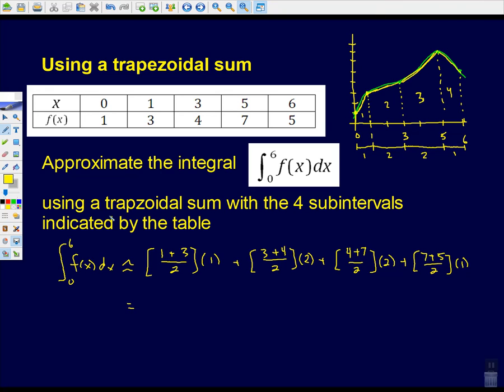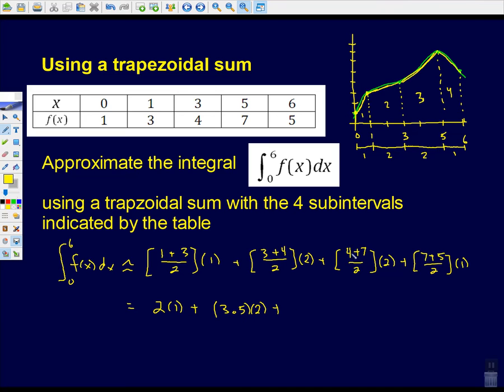I'll do one last little bit of simplifying, then I'm going to leave the final calculation for you to work out. The average height here is 1 plus 3, which is 4. 4 divided by 2 is 2, so this is going to be 2 times 1. Here I have 3 plus 4 is 7 divided by 2, so this is going to be 3.5 times 2.